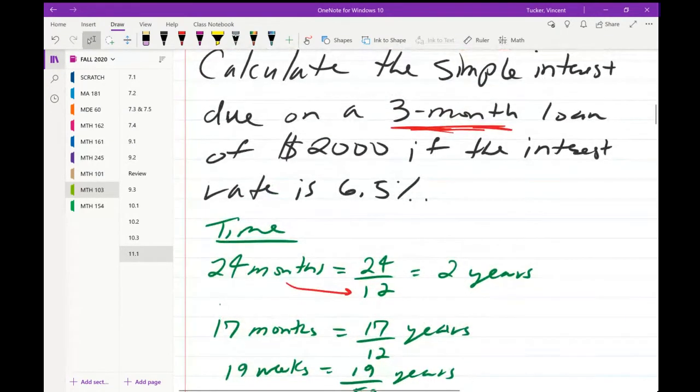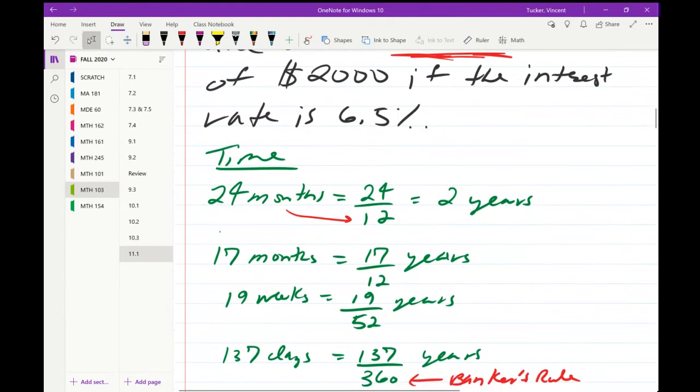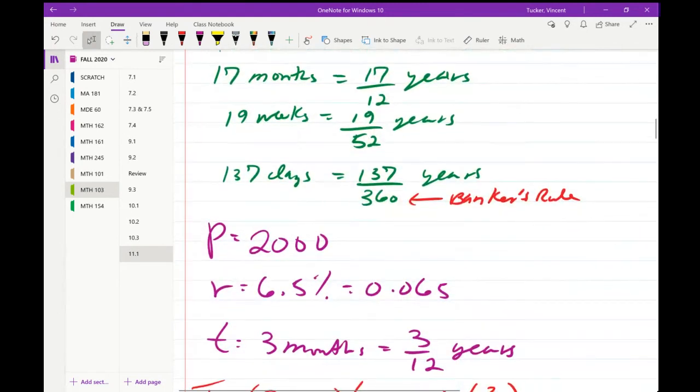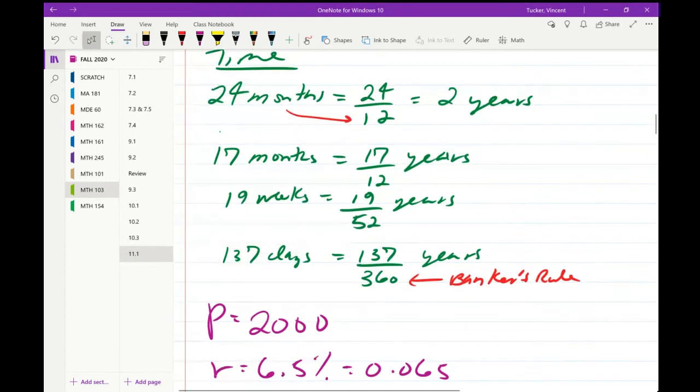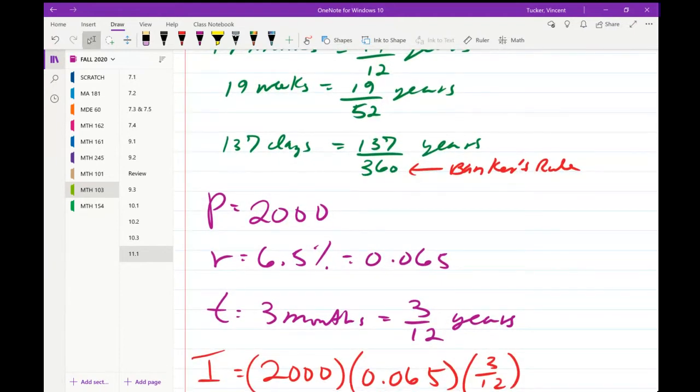All right, so going back to the problem, we're going to calculate the simple interest due on a 3-month loan, $2,000, and the rate is 6.5%. So writing down P, R, and T, $2,000 is your P, 6.5% is 0.065. And then for 3 months, just like we finished looking at our conversion, we're still in years, so we need to convert 3 months to 3 over 12 years.